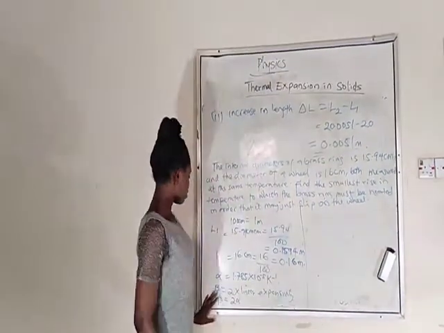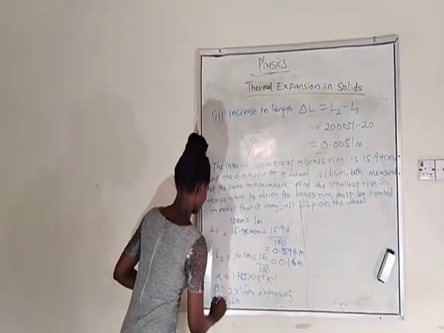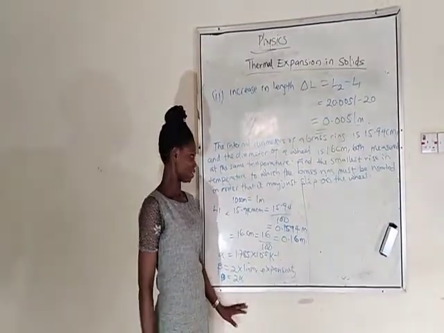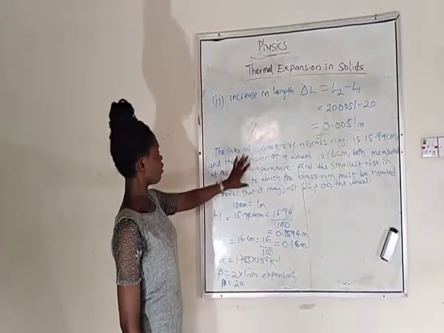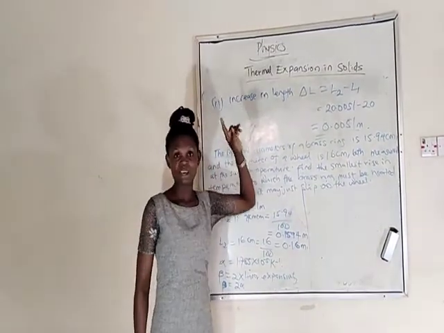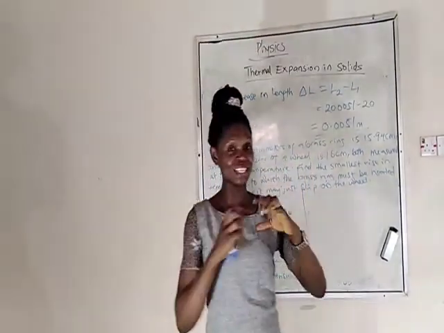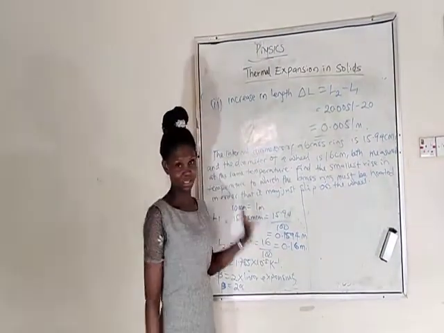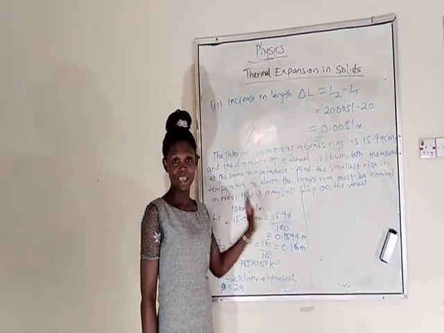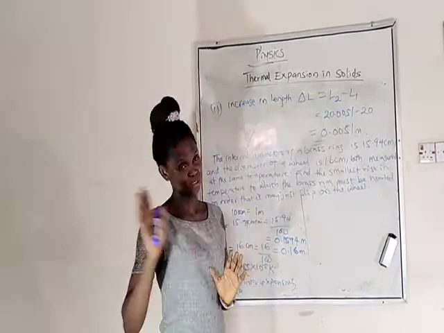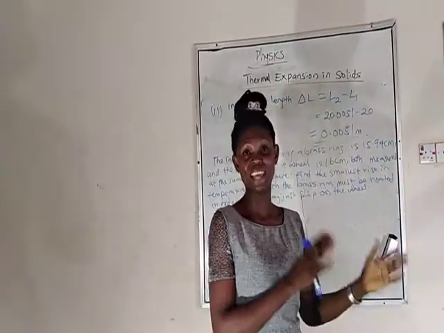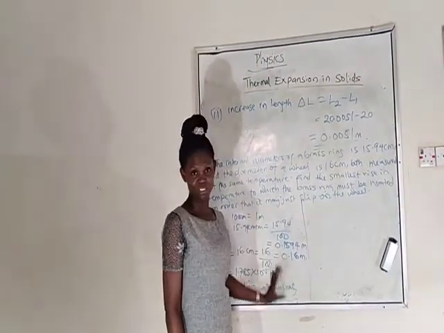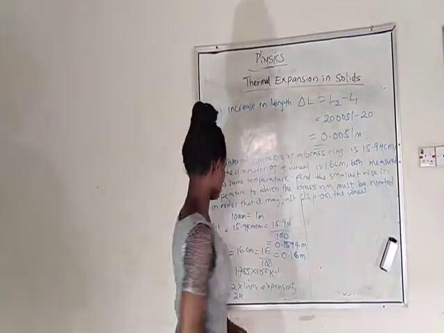Alright? Your area expansivity is equal to 2 times linear expansivity, which therefore means that we are looking at a ring. A ring does not increase in length, rather it increases in diameter, which means we are not going to use linear expansivity here, but rather the area expansivity. You'll never be told to find the length of a circle. Rather, you'll be asked to find the area of a circle. So we are going to use our area expansivity and not the linear expansivity.